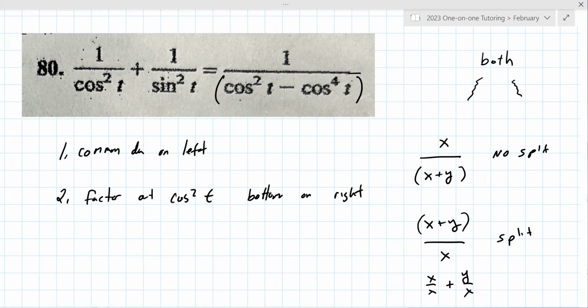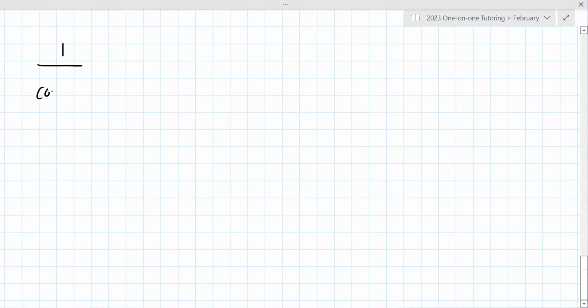You have to make both of them sine. Which one? Like it says, common denominator on the left. Yeah. So again, always think of it like it's 1 over x squared plus 1 over y squared. How would you make a common denominator for x squared and y squared? Combining them. Yes, you can always just multiply them. Okay, so let's do that here. I'm going to write this out: 1 over cosine squared t, and then you multiply the top and bottom by sine squared t, plus 1 over sine squared t, multiplied top and bottom by cosine squared t.